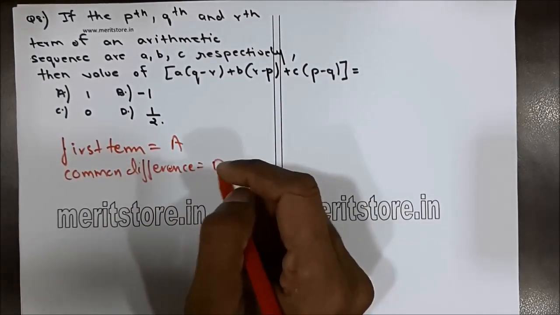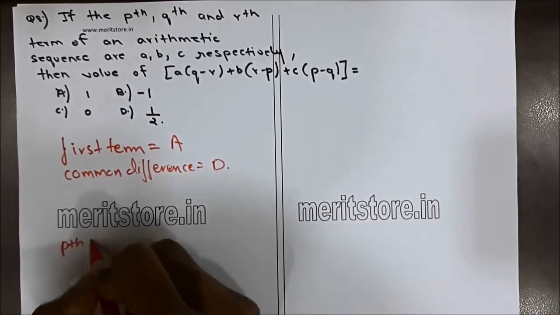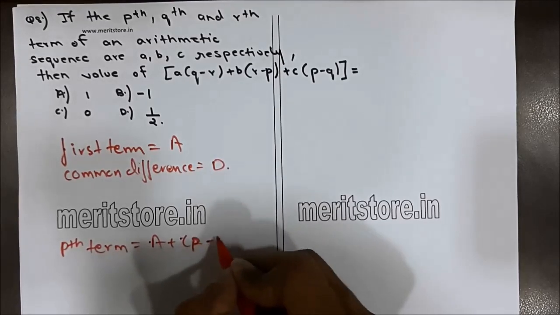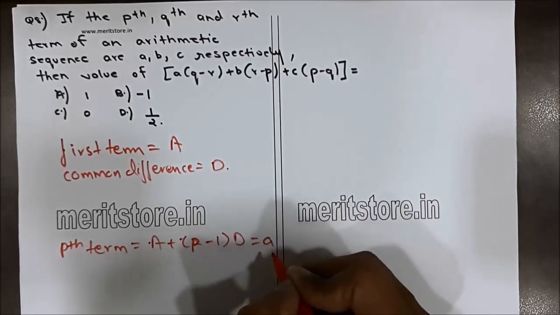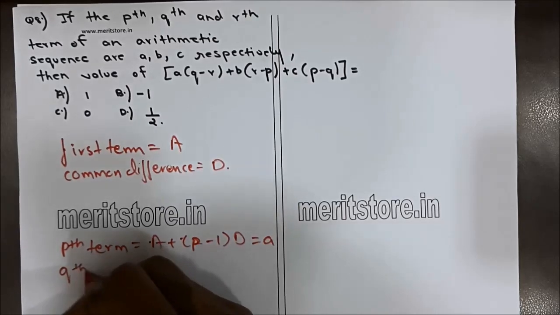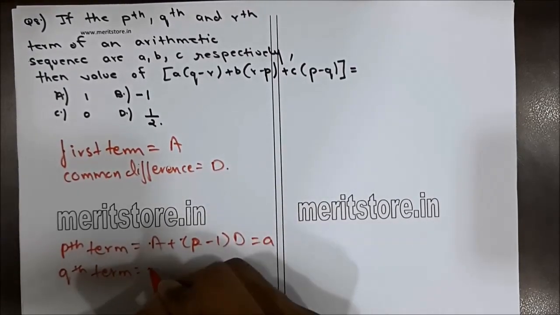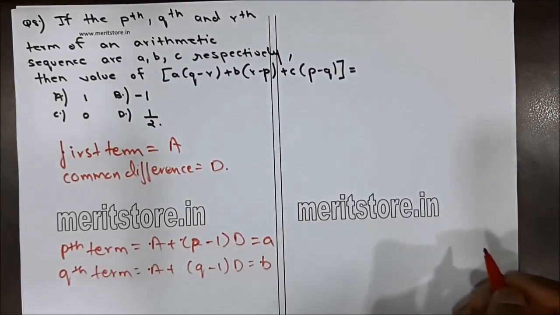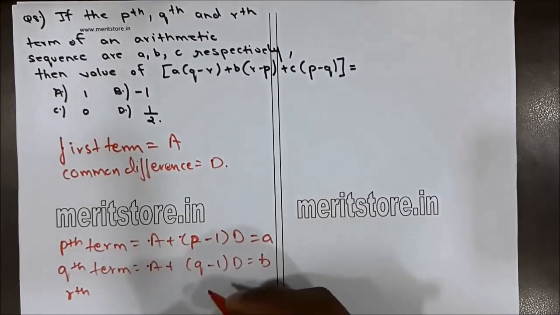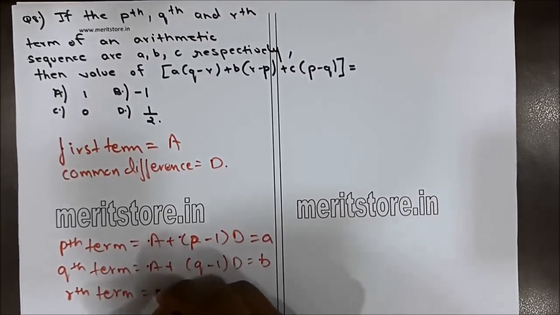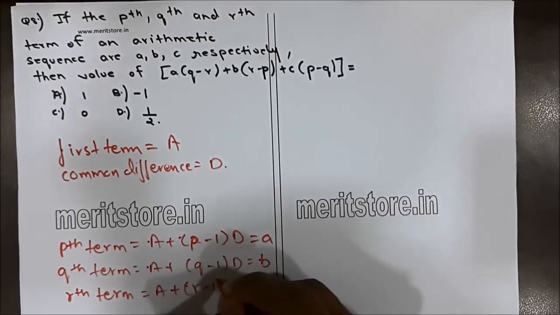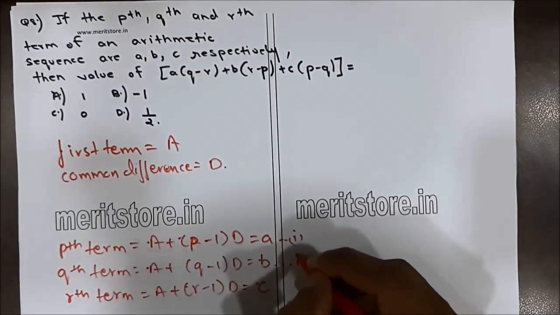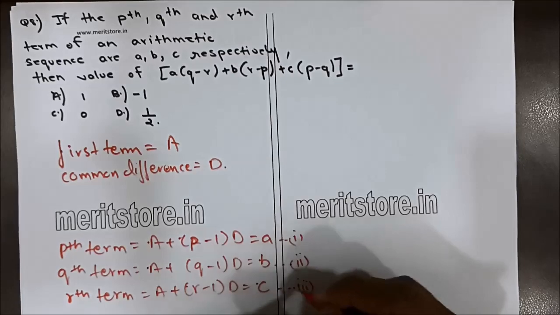Now the pth term is equal to A plus (p minus 1) D, which is equal to a. For the qth term, A plus (q minus 1) D, which is equal to b, and the rth term, A plus (r minus 1) D, which is equal to c. Let this be equation number 1, this be equation number 2, this be equation number 3.